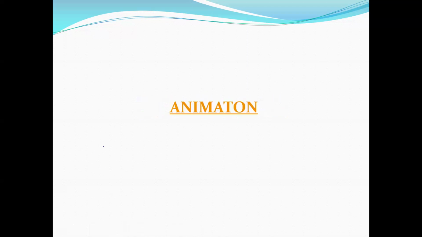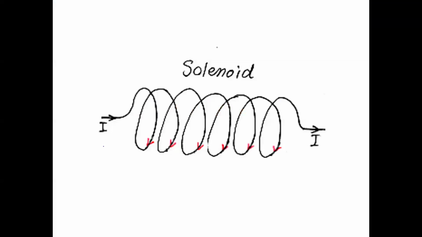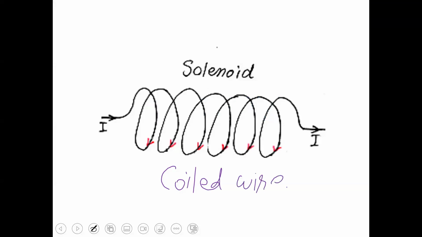What is a solenoid? Everyone on the screen, what is a solenoid? It's a coiled wire. Solenoid is a coiled wire. So when current enters this solenoid, notice that current is going in a circle now. Current is going in a tunnel. Current is going in a circle.